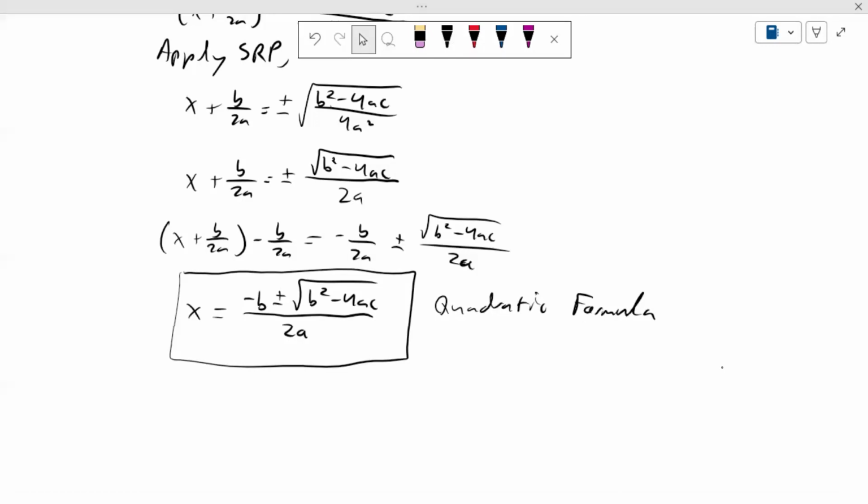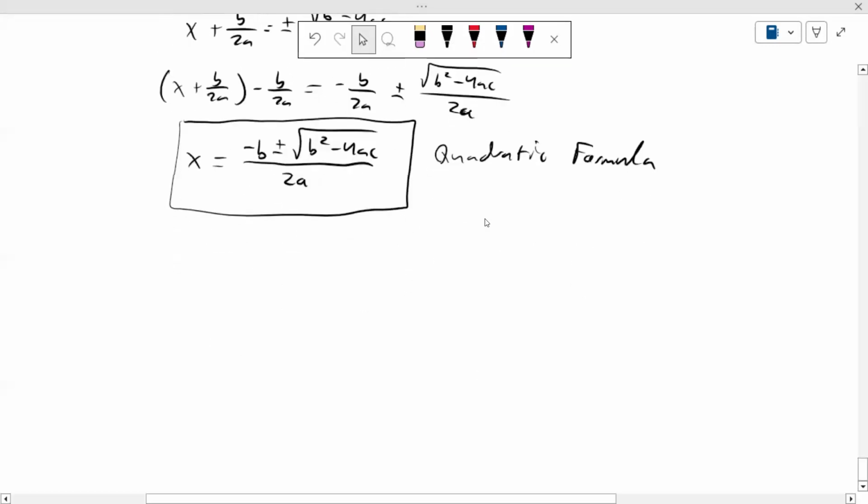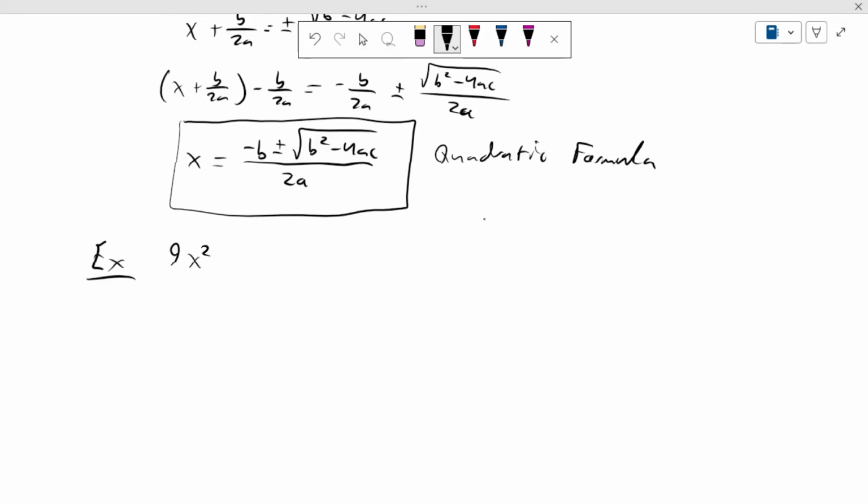All right, so let's try it out. We don't need to prove the quadratic formula, let's just see if we can use it. So we have, let's say, 9x squared minus 6x minus 4 equals 0.